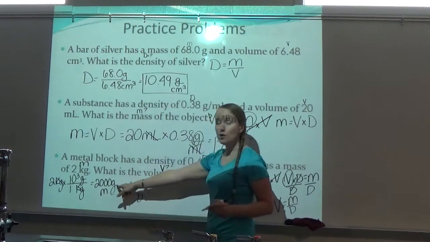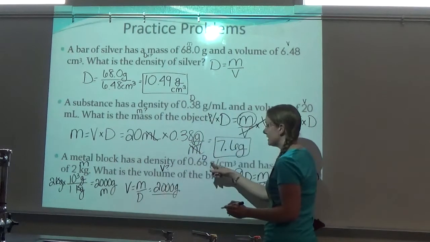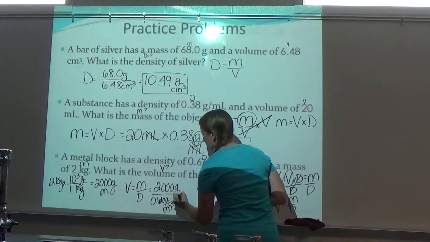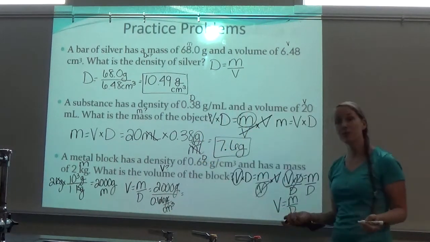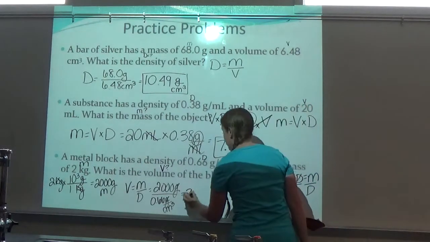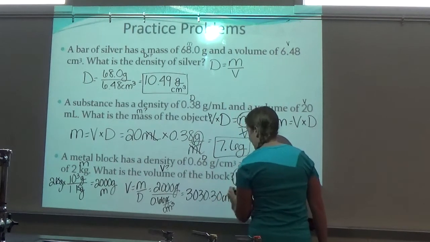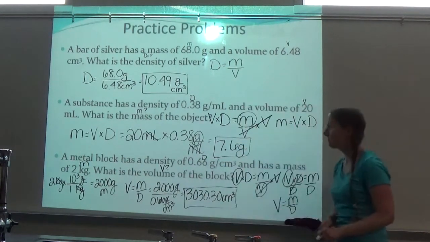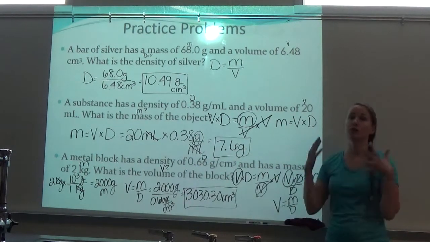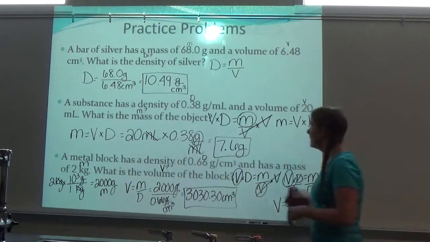So I'm going to use my new mass of 2,000 grams and my density of 0.66 grams per centimeter cubed. As you can see, your grams cancel and you're left with centimeters cubed. And once you divide, you should get 3,030.3, and your unit you're left with is centimeters cubed. Like I said, you've got to make sure you know how to rearrange a formula properly. We're going to do a lot of that in the second half of this class. All right, so let's erase and move on.